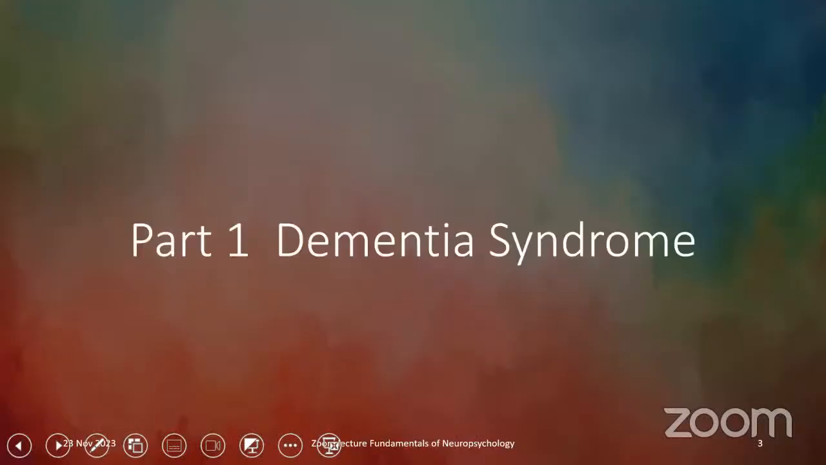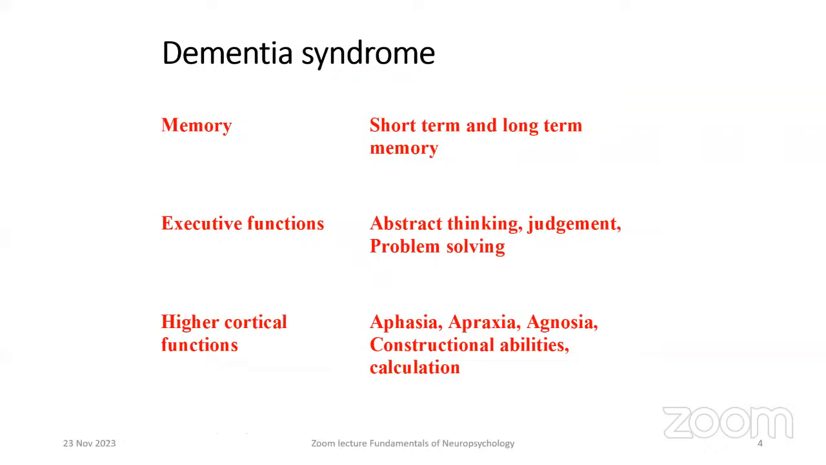So we'll see dementia. What is the dementia syndrome? What are its aspects? Dementia syndrome mostly has memory impairment, that is short-term and long-term memory. It also has disturbed executive functions, which consist of abstract thinking, judgment, problem solving, and higher cortical functions like aphasia, apraxia, agnosia, and constructional abilities and calculation. And these are also affected in dementia syndrome.